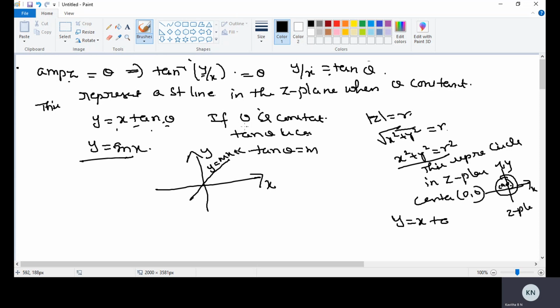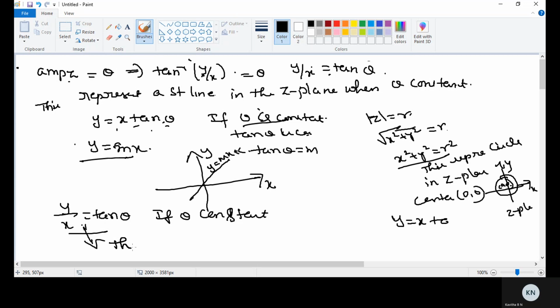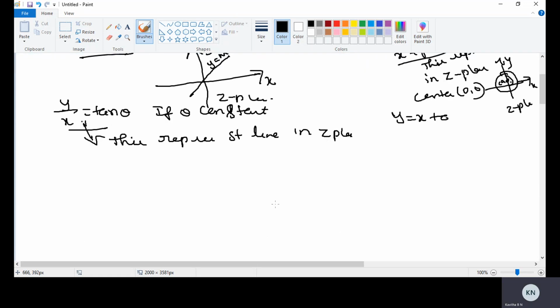Understood? If theta is a constant, y by x is equal to tan theta. If theta is a constant, what will happen? This represents a straight line in the z plane. Got it?